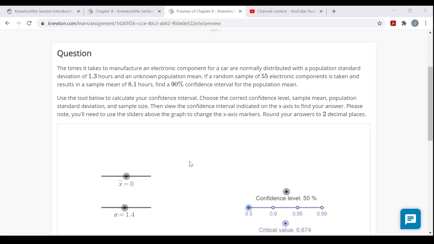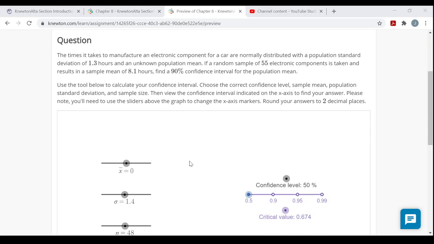So this one I'm just going to go through using the tool because, again, I've drawn a picture before. I would draw a picture where the horizontal axis, the number line, represents possible values of x bar, the sample means for samples of size 55. And then in the middle you have your sample mean, 8.1, that's our point estimate. The standard deviation would be 1.3 divided by the square root of 55. Then you figure out what values to the left and to the right, so that it's symmetrical, what's the margin of error so that you have 90% underneath the curve.